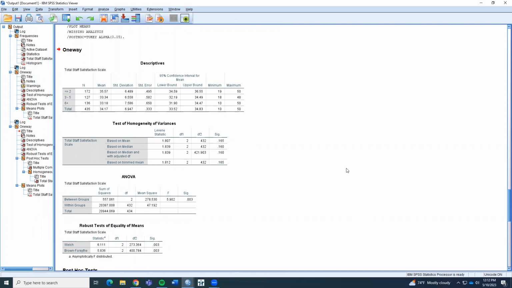Okay, so step number 3 is to list the hypotheses. So our null hypothesis is going to be all 3 of the population means will be the same. And the alternate hypothesis is that at least one population mean is different from the others. Okay, so we've got our hypothesis.